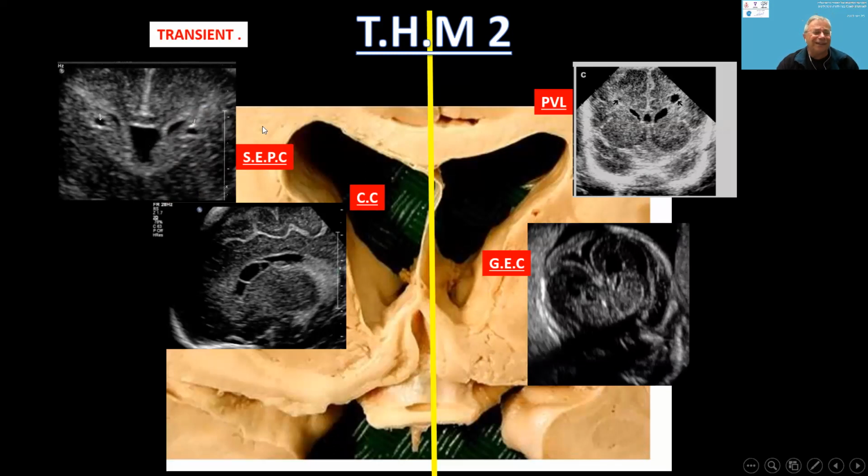These two cysts are transient; in my experience, they always disappear without any sequela. And these two kinds of cysts always had a bad prognosis.